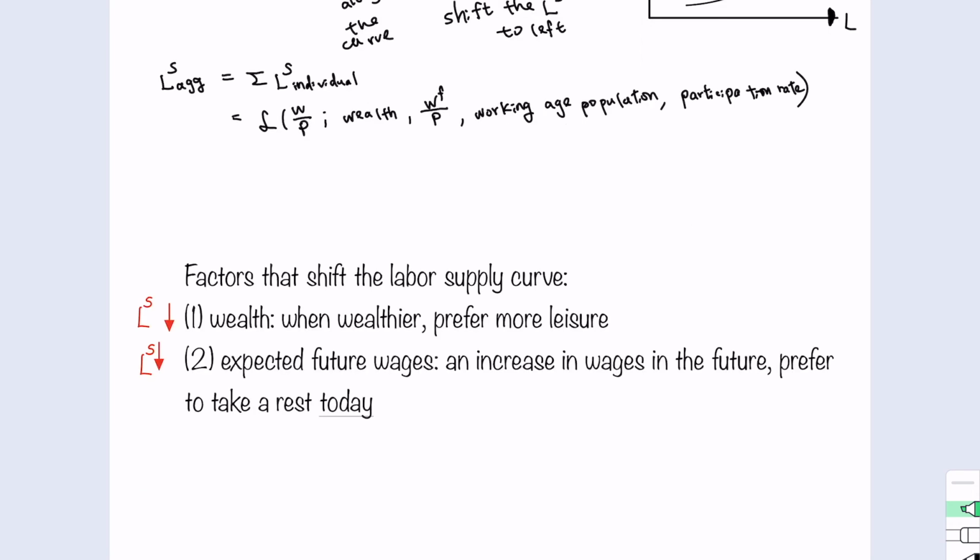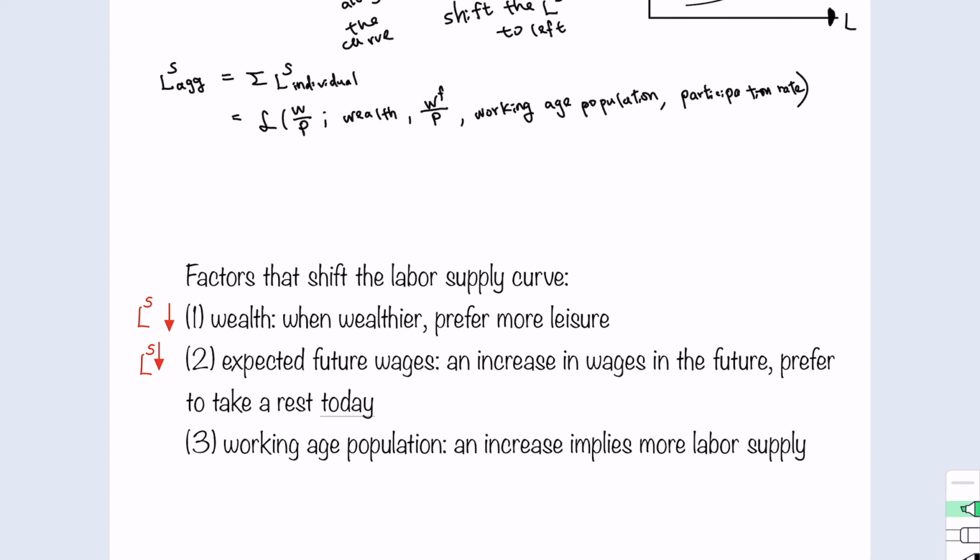Then it will associate with a left shift of the labor supply curve. The next factor we are going to talk about that shifts the labor supply curve is an increase in the working age population. This happened, for example, in a lot of countries after the Second World War, when there was a baby boom after the war. Therefore, a few years later, there are more people attaining the age that can work. Therefore, in those cases, the economy will face an increase in the labor supply.